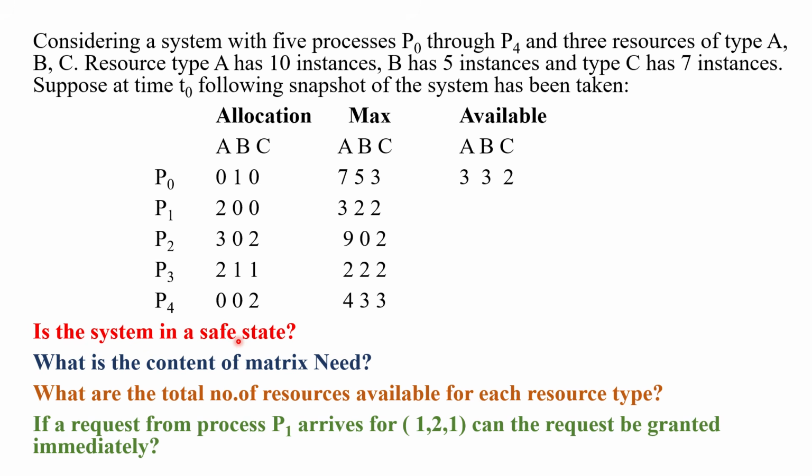Here we have a question: is the system in a safe state? And what would be the content of the need matrix? Then, what is the total number of resources available for each resource type? And a resource request from process P1 arrives for 1, 0, 2. Can it be granted immediately or not? So this is our question. Let's see it one by one.